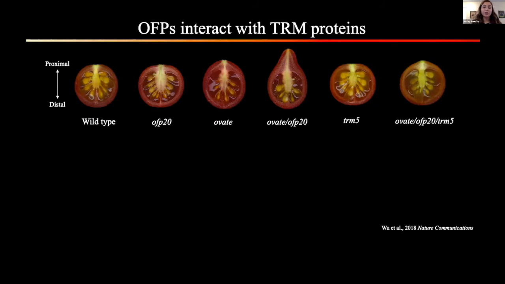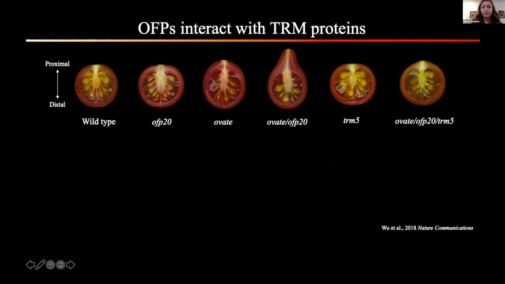And here I'm showing you Solanum pimpinellifolium that has introgressions of these different gene mutations and a CRISPR mutation in TRIM5. And so you can see in the wild type, you have a round small fruit. When you have a double mutation in ovate and OFP20, just like in the fruits I was showing you before, you end up with a pear-shaped fruit. Ovate also slightly elongates the fruit shape. And then a triple mutant with TRIM5 actually partially rescues that elongated fruit shape phenotype that you see.